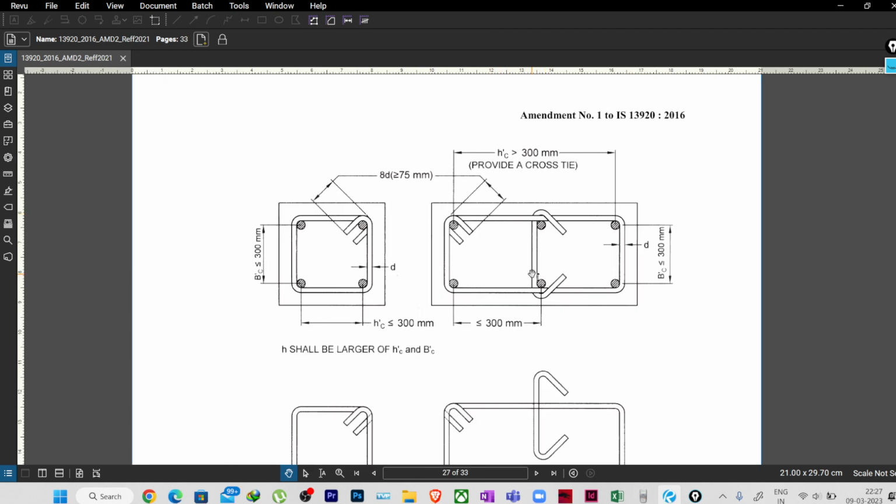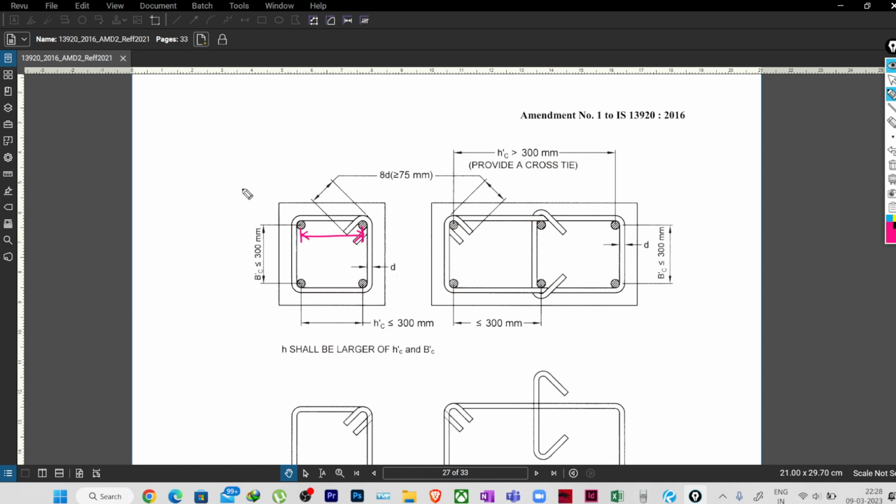So now here the first thing is that when you have columns, based on the column dimension we are distributing the reinforcement, right? So the center to center dimension of your main reinforcement: the code says that if the center to center dimension in each direction in your column crosses 300 mm, in that case we need to provide an additional link to connect the intermediate bars.